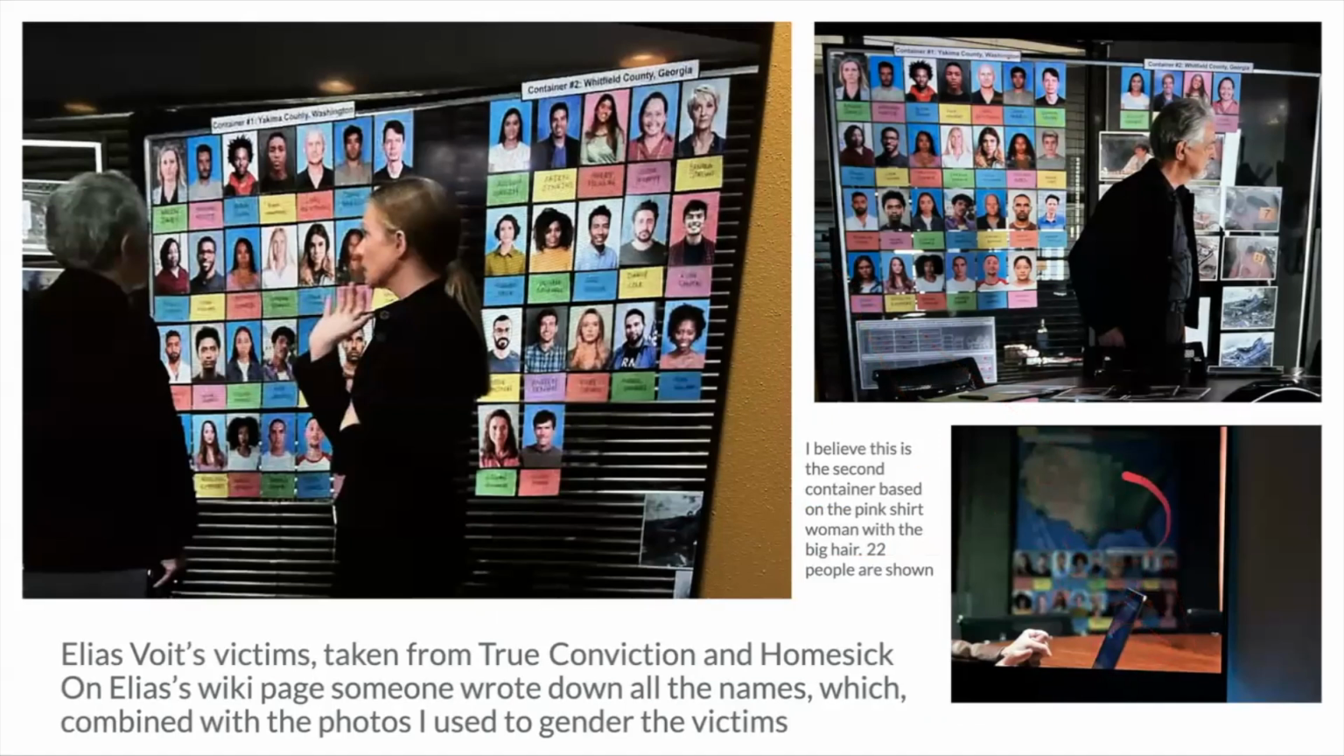It had all of the victims, and it was not till episode 9 that they had any shot with the entire board. Unfortunately, it was as Rebecca Wilson was walking past it, so the whole thing is blurry. I combined all of these pictures together to try and gender the victims. I was trying to see, did Elias Voit have a preference for feminine people versus masculine people?